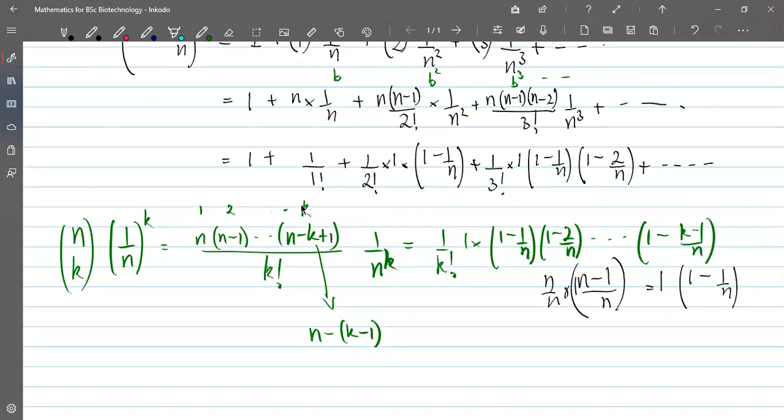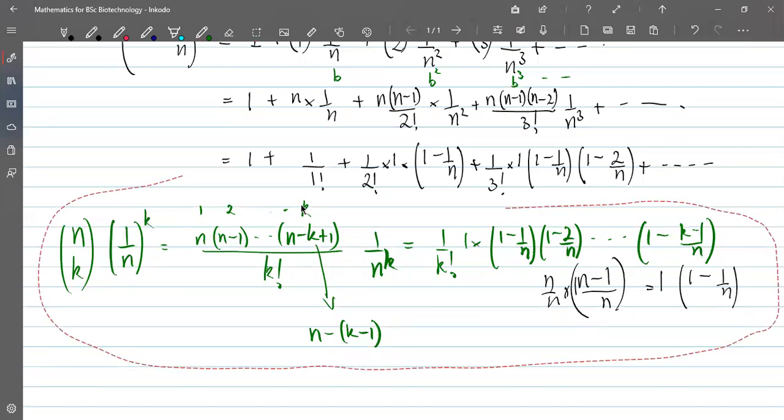This is, as you can see, k minus 1 when it is k factorial here. So when it's 2 factorial, it goes only up to 1 by n. If it's 3 factorial, it goes up to 2 by n and so on. So next will be 1 by 4 factorial, and there'll be 4 brackets going up to 1 minus 4 by n. So fine, this is our binomial expansion part.